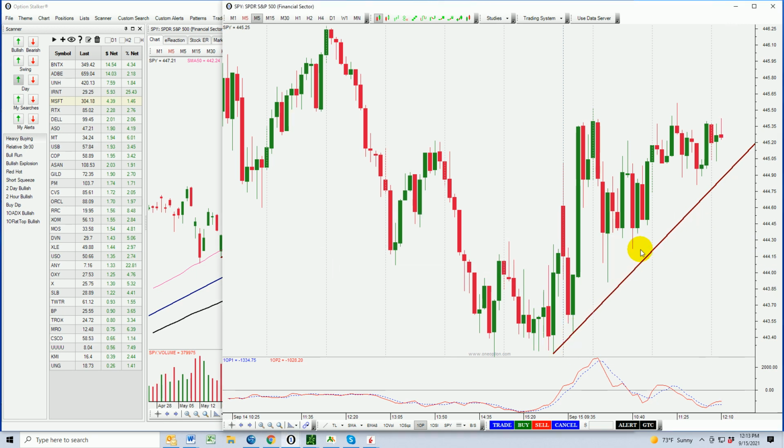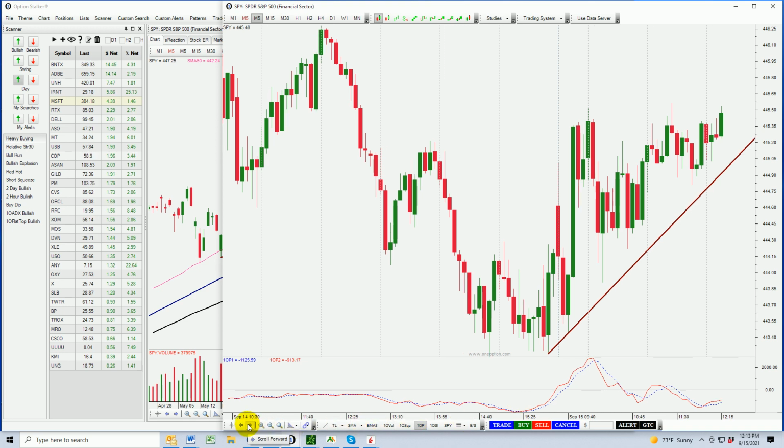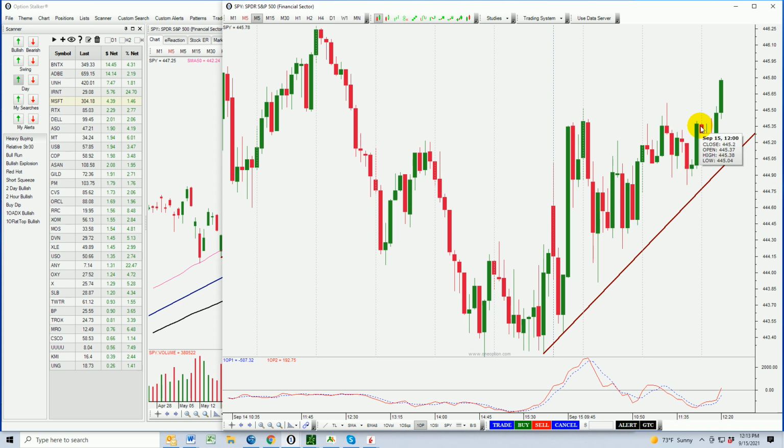There is our M5 upward sloping trend line that I had drawn. That is an alert line. And now we're starting to poke through. There's my long green candle. I'd mentioned I want to see all of this preserved. I don't want a lot of retracement. I want to see another long green candle.